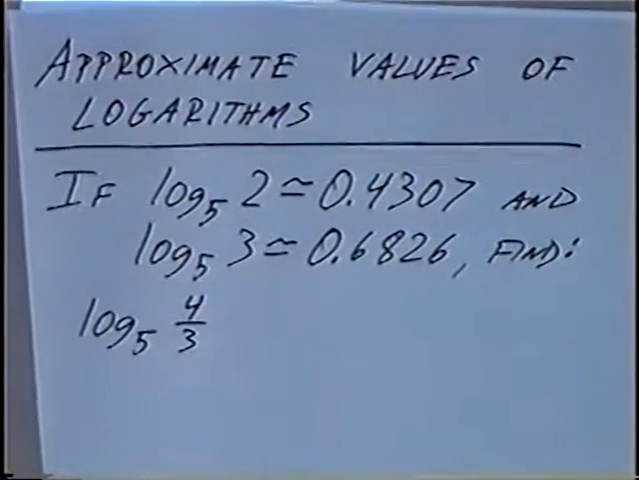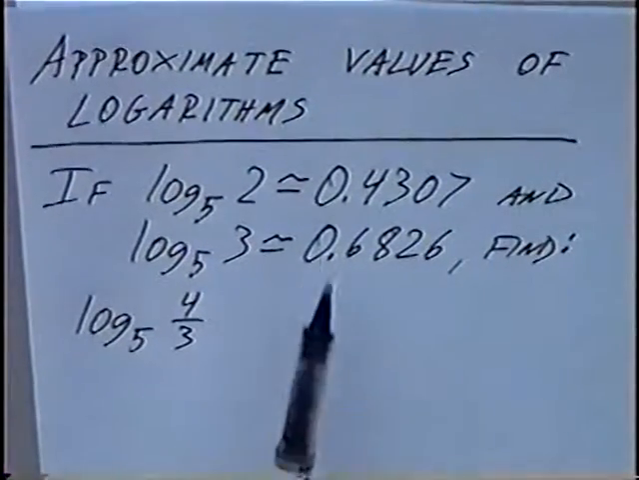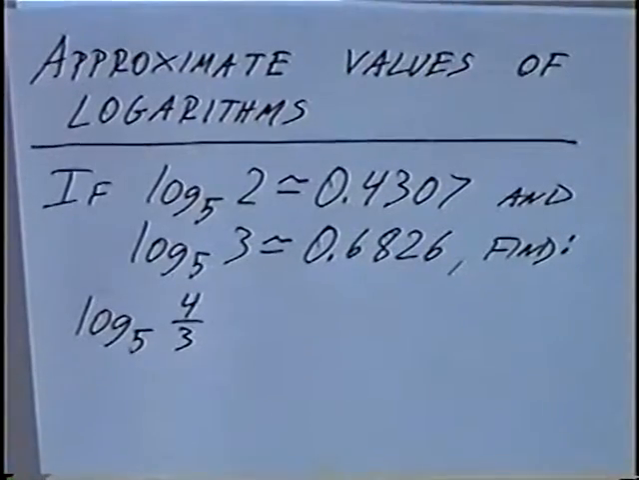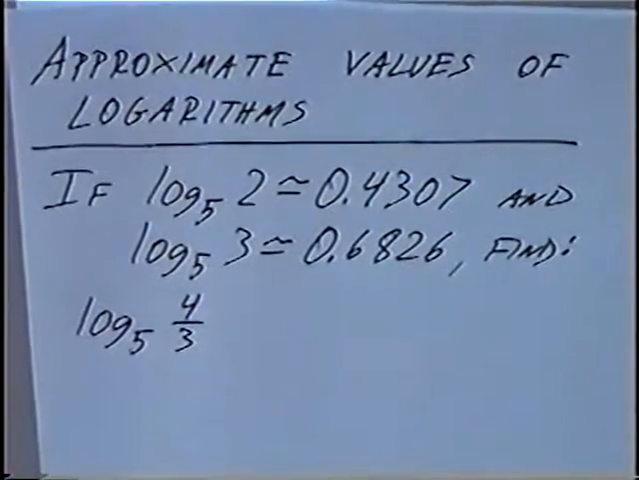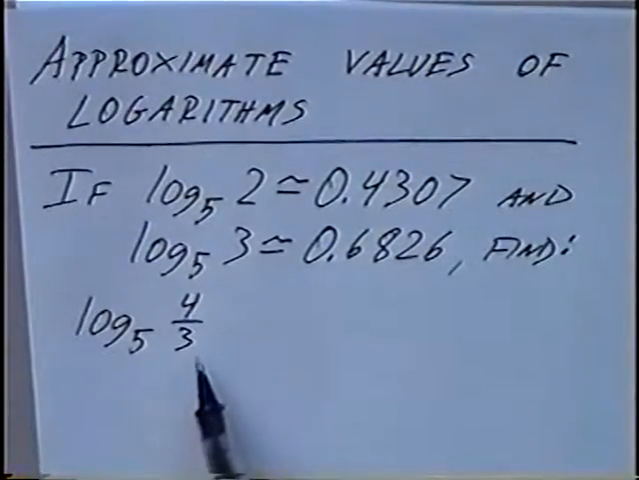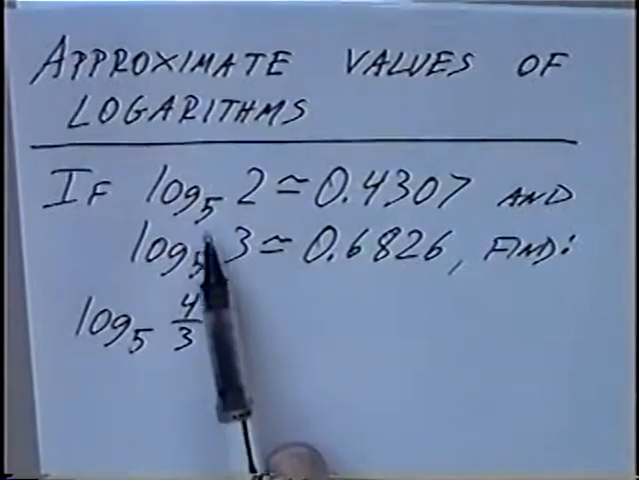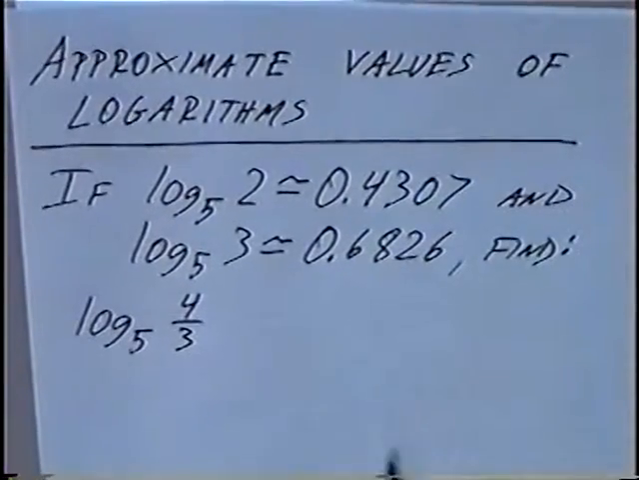First question, if log 2 base 5 is approximately 0.4307 and a second log, log 3 base 5, is approximately 0.6826, we'll find the value of logarithm 4/3 base 5. These logs are approximated. If you use a calculator to actually find the decimal, it will continue on. These decimals are approximated or rounded off to 4 decimal places.